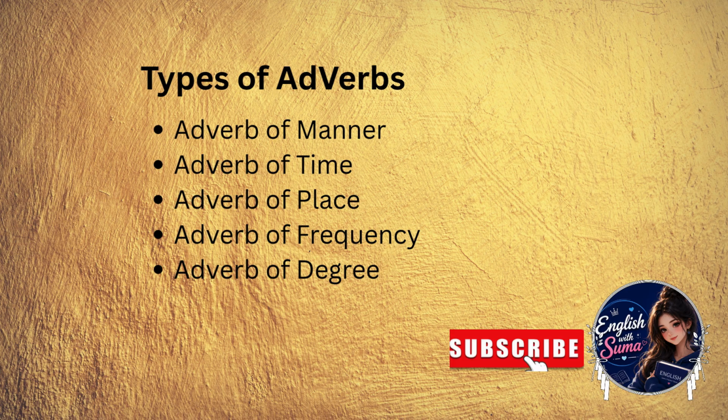There are 5 main types of adverbs. They are adverb of manner, adverb of time, adverb of place, adverb of frequency, adverb of degree. Let's learn each type one by one with simple definitions and examples.